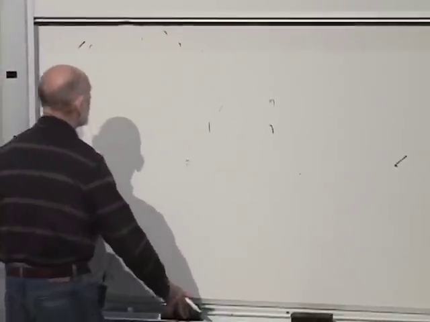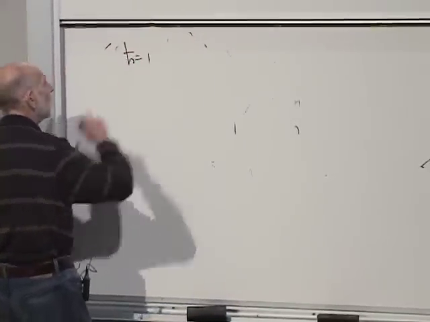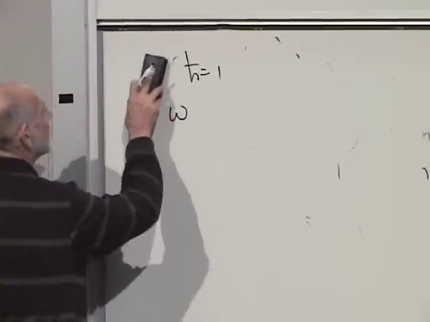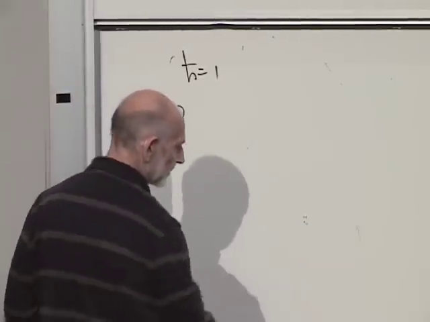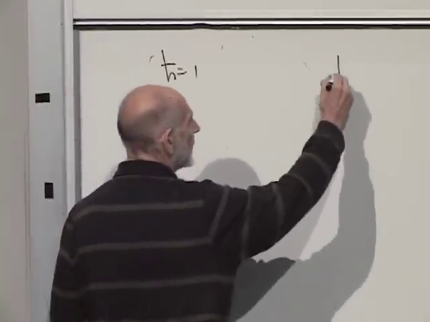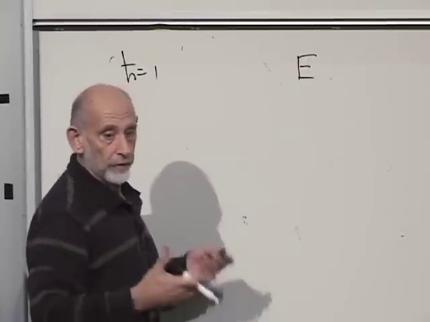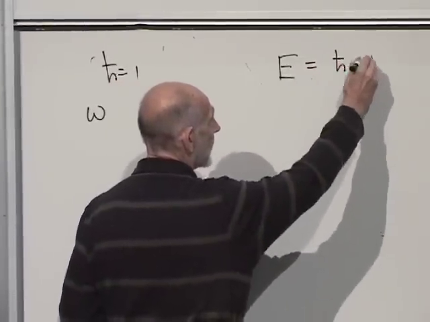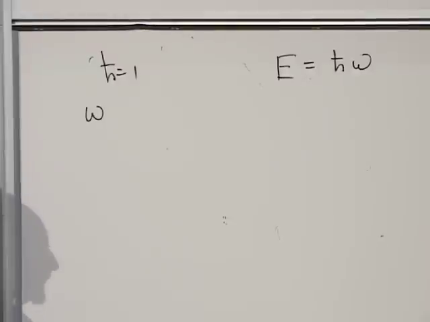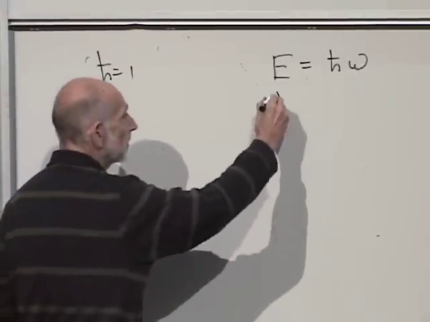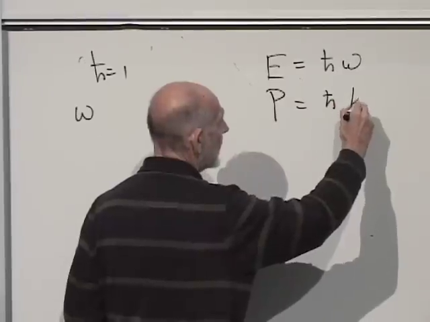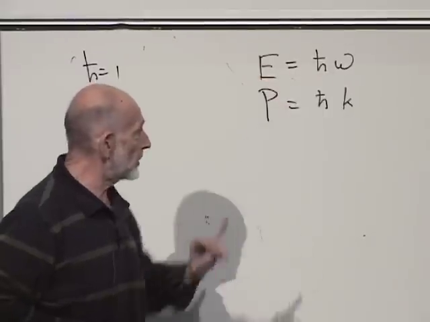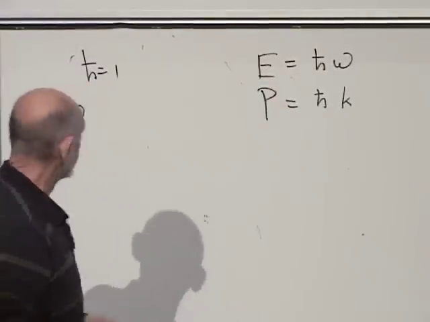Okay, when h bar is equal to 1, let's put it over here, h bar equals 1, omega has another name. What's the other name for omega? Energy. Remember, the energy of a single quantum. We're talking about a single quantum now. The energy is h bar omega. If h bar is equal to 1, omega and energy are the same. Momentum is equal to h bar times k. So when h bar is equal to 1, energy is frequency and momentum is wave number.